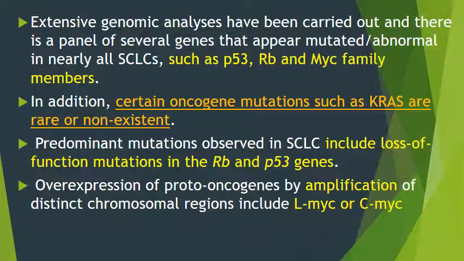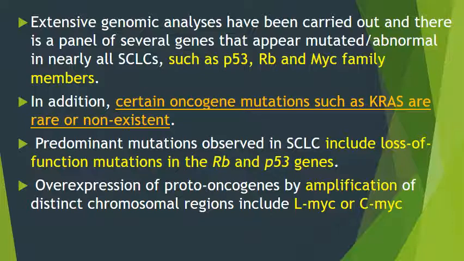In addition, we have seen that oncogene mutations such as KRAS, which is seen in non-small cell lung cancer, as we discussed in the previous slides, are rare in small cell carcinoma or not existent. So the drugs that are used in the other category of cancer, where we found that there is a mutation in KRAS, cannot be used here.